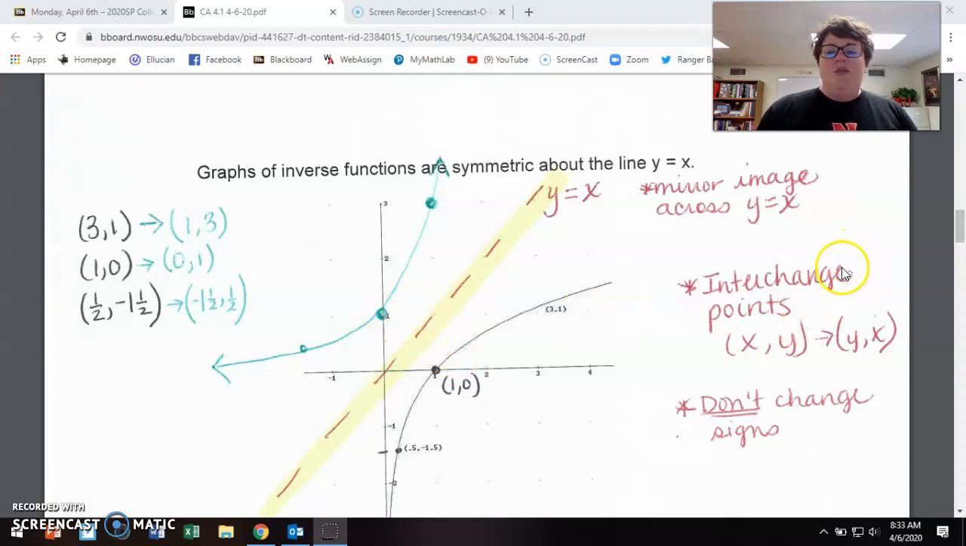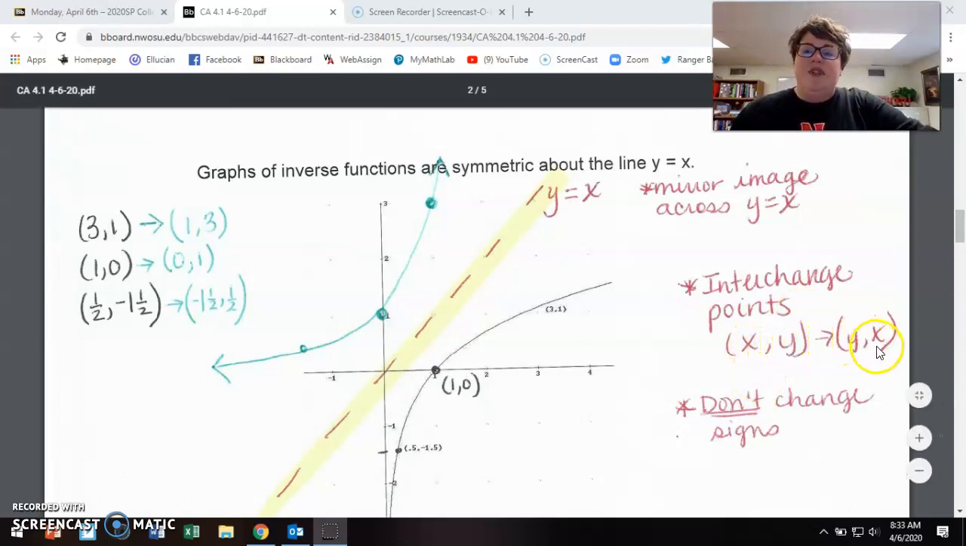So to do this, you want to interchange your points. So when you have your points on your original one, you have x, y. You then want to flip them to become y, x. Now, do not change the signs. Do not change the signs. I cannot push that enough.